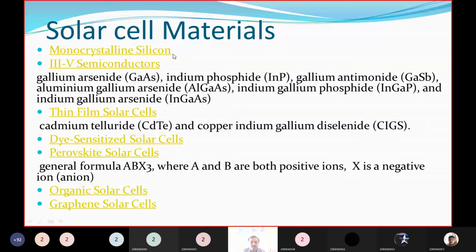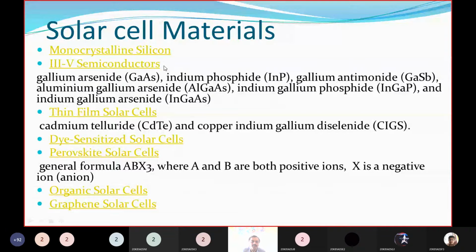In case of crystalline materials, atoms are oriented in a long range periodic order. So here monocrystalline silicon we will use, as well as amorphous silicon material also we can use as solar cell materials. Next, compound semiconducting materials, that means third and fifth group semiconducting materials.